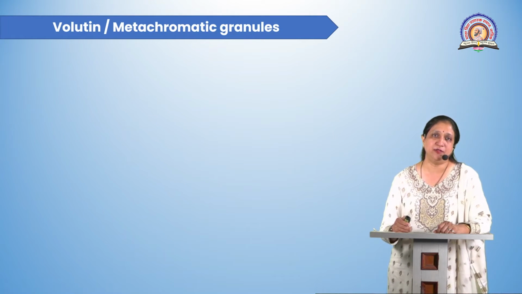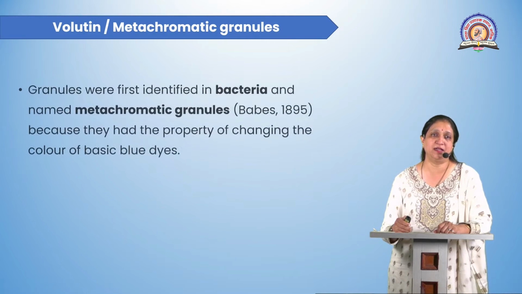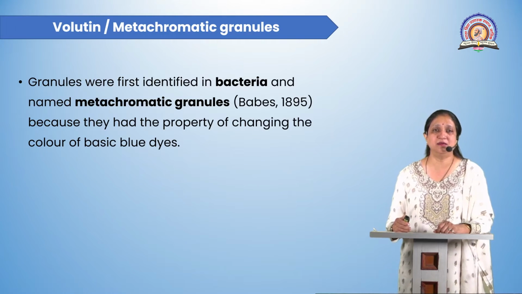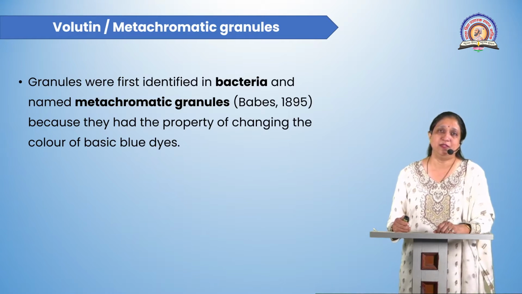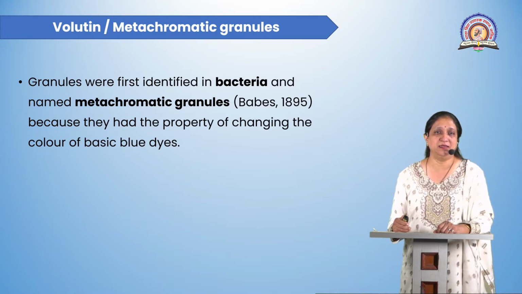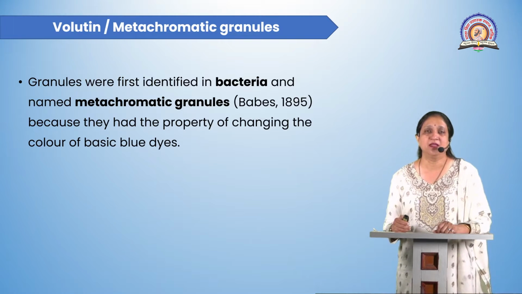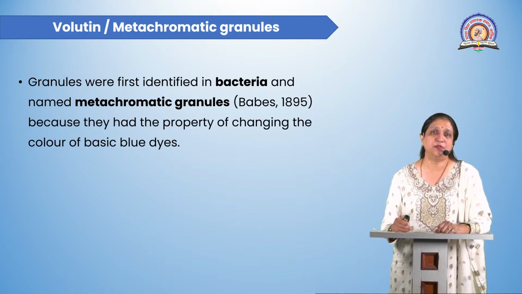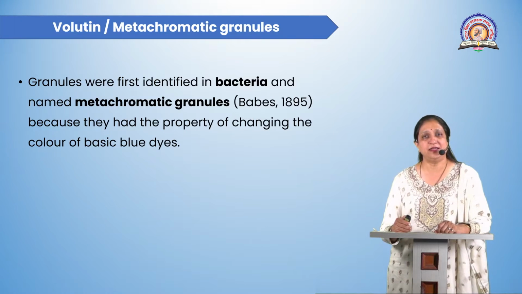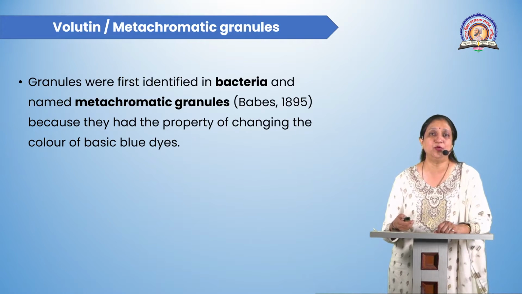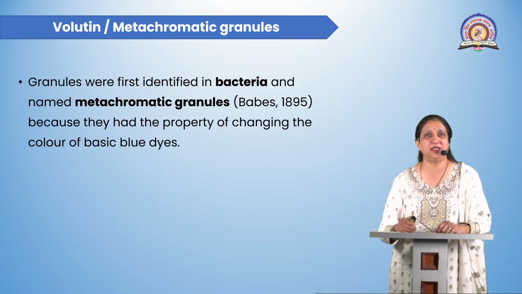The polyphosphate granules, also referred to as volutin granules, metachromatic granules, or Babes-Ernst granules, are the granules that were first identified in bacteria, and they were named metachromatic by Babes in 1895. The reason why they were called metachromatic is that these granules have a property of changing the color of a basic dye that is usually blue in color. As I have already said, methylene blue and toluidine blue are the dyes used to stain these granules.